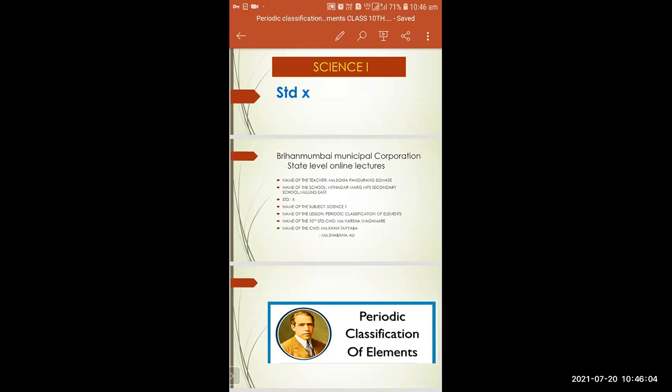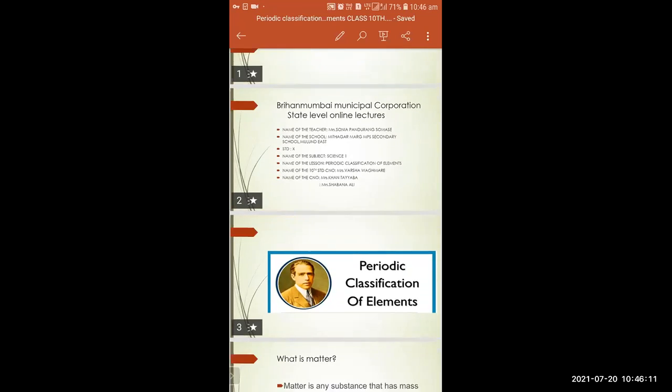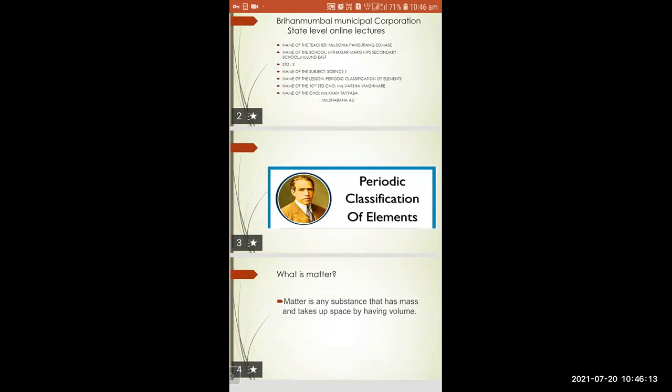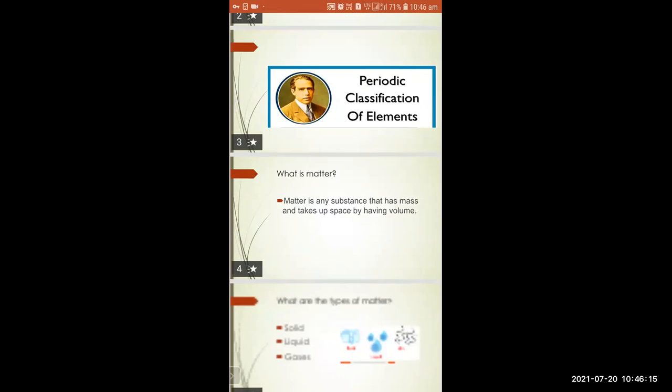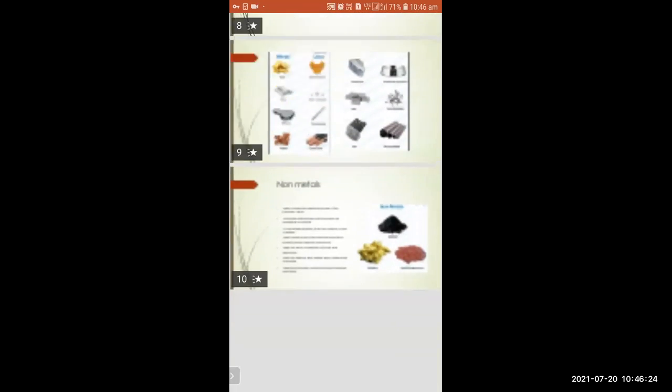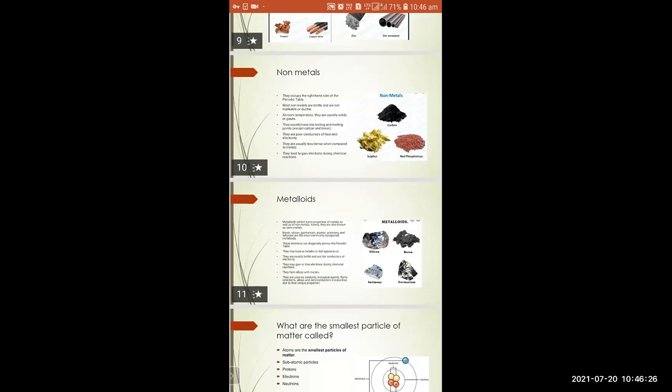So yesterday we started the lesson periodic classification of elements. In that we studied about classification of elements. What are elements? What are the types of elements? Then we studied about the metals, non-metals, and metalloids.